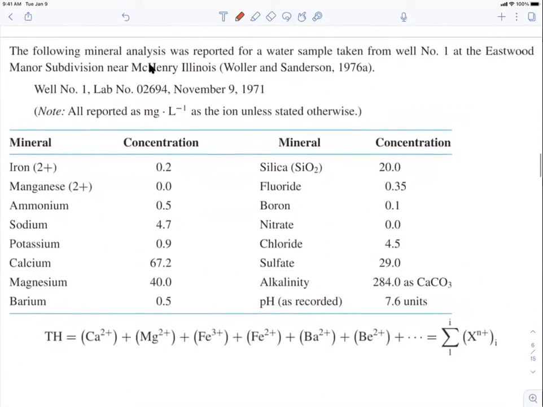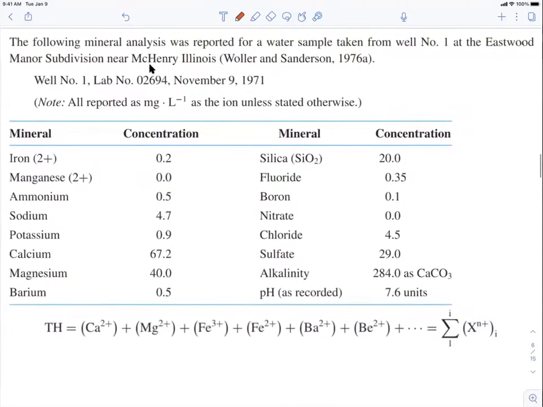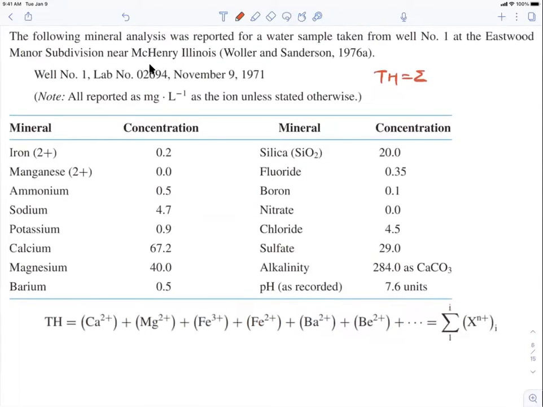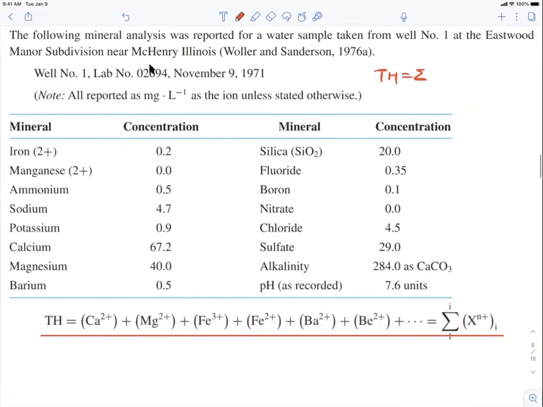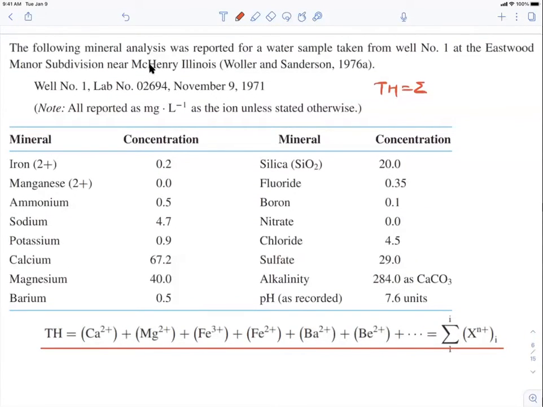So basically, based on the definition, the total hardness is just the summation of all the polyvalent ions, in their molarity or as calcium carbonate. I'm having this equation here. We can calculate the hardness of any water if we know the ionic concentrations inside. So here it is giving you the chemical composition of a groundwater. This is a mineral analysis. You see that there are metals: you have the iron, sodium, potassium, calcium, magnesium, and barium.